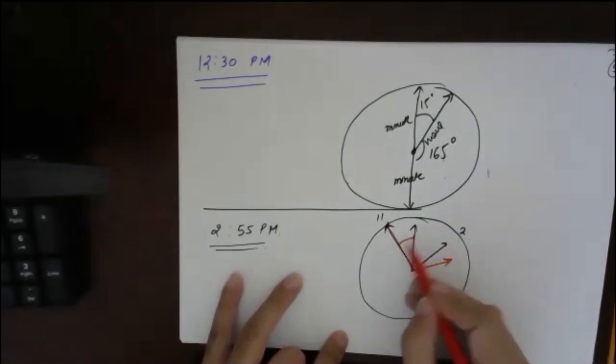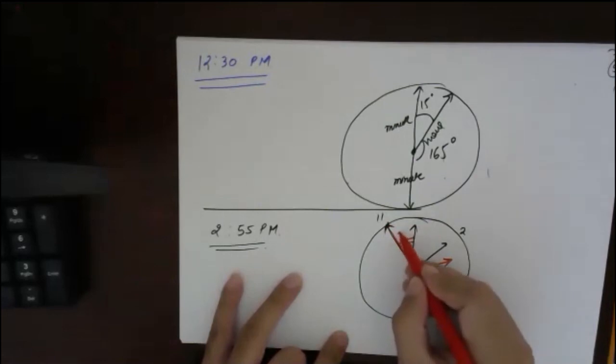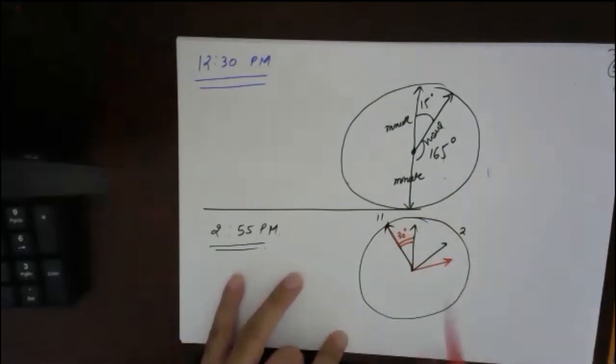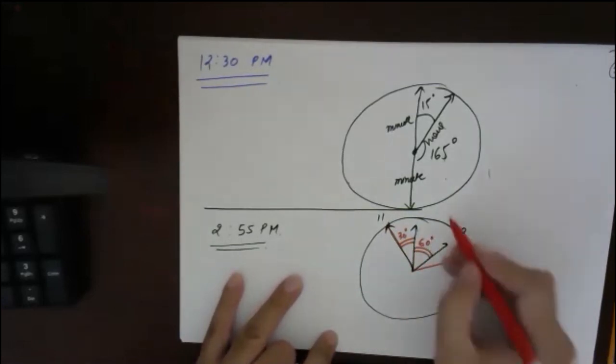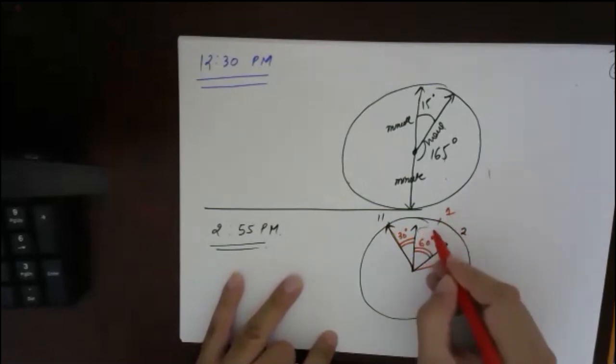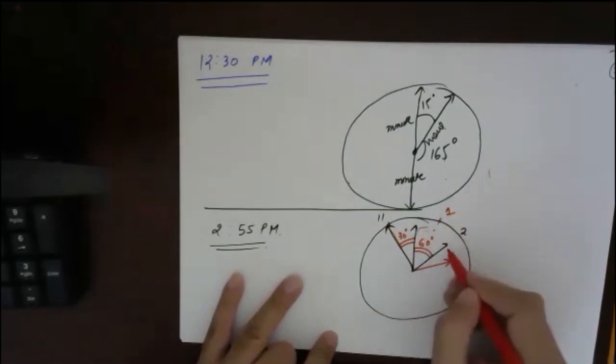Now we know what this angle is. This angle is 30 degrees. We know what this angle is, this angle is 60 degrees, right? Because this is 1. From here till here 30, from here to here 30. So this is 60 degrees.